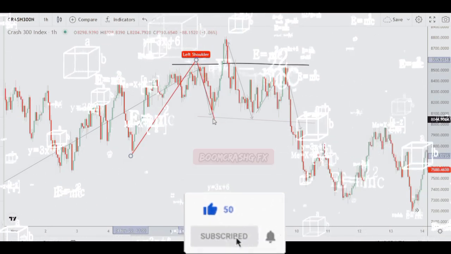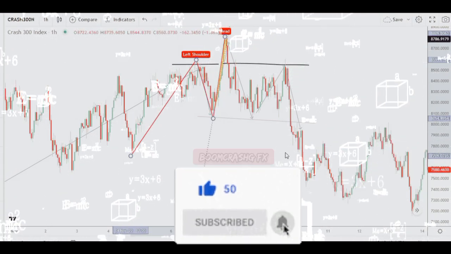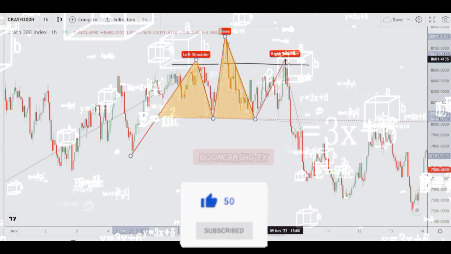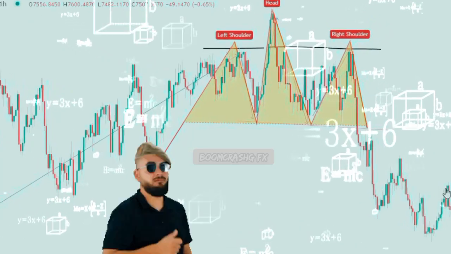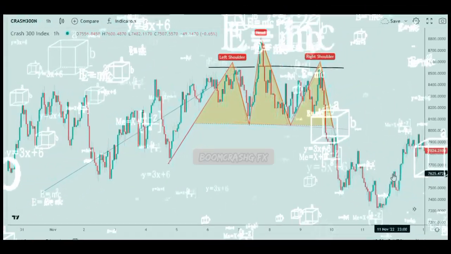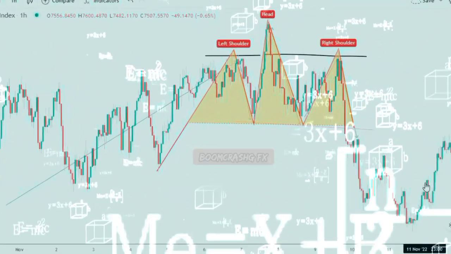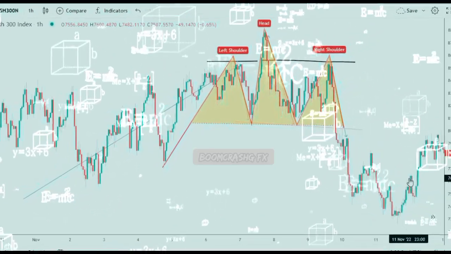We have the left shoulder, we have the head, and we have the right shoulder. So this is a typical example of a standard head and shoulder pattern. Having these 4 components in place, we have to take note of these 4 components.